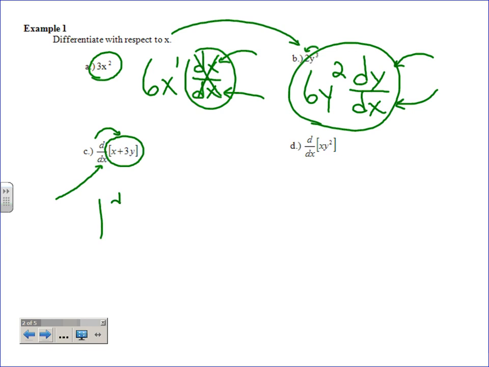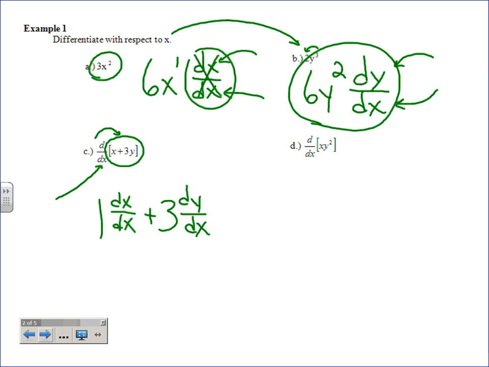Now, technically, I could make you write this, right? And some people do for a day or two when they do this implicit, explicit stuff. They write that for a day or two, and then they kind of get it all ironed out, so they don't have to. Plus 3, right? Just pretend it was an x. The derivative would be 3, right? But it's not an x. It's a y. So dy over dx.